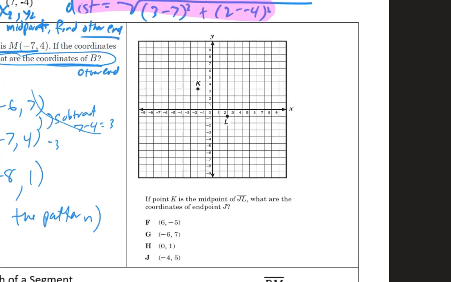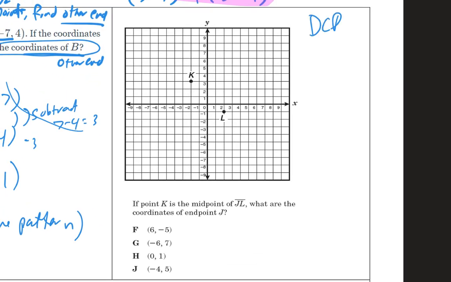So on this one, this is also a DCP type question. I'm going to show us a test taking strategy. It says if point K is the midpoint, okay, point K is the middle of JL, what are the coordinates of J? J has to be the endpoint, right? So if that's the middle, we can't think that J is over here. If that's the middle, that means J has to be up here somewhere, right? So if J is up there, let's go and look at these.